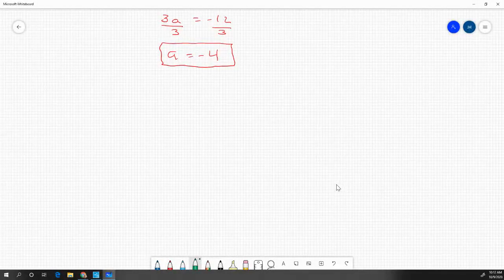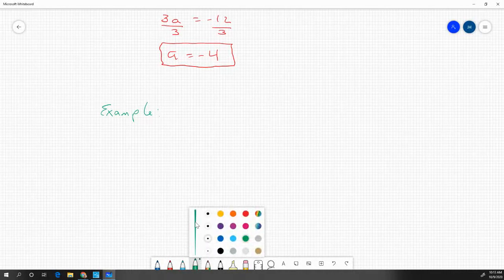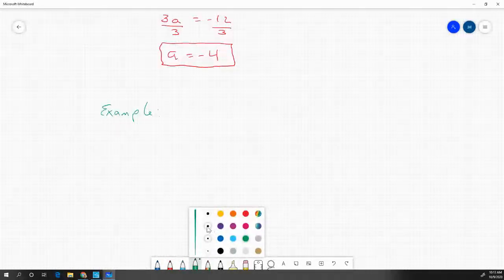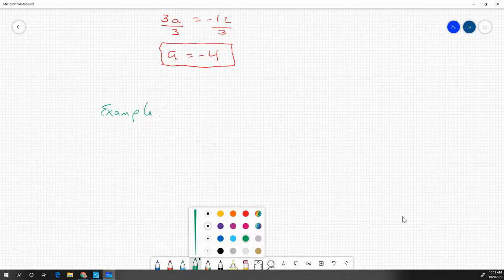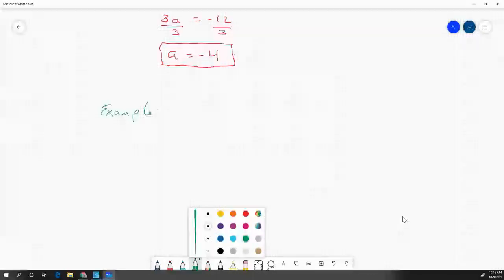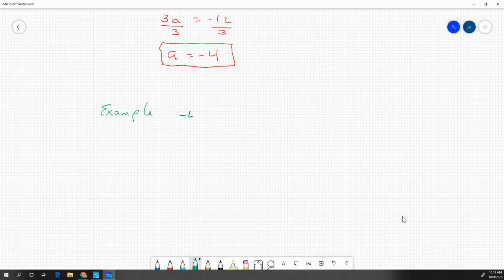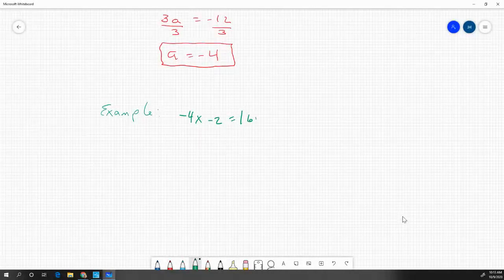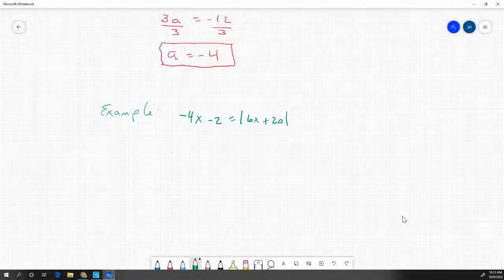So I'm going to do one more quick example for you to see, because he said there were a couple of them in the homework. And I want to make sure that you understand how to do it. And I will try and write it prettier this time. So we've got minus 4x minus 2 equals the absolute value of 6x plus 20.